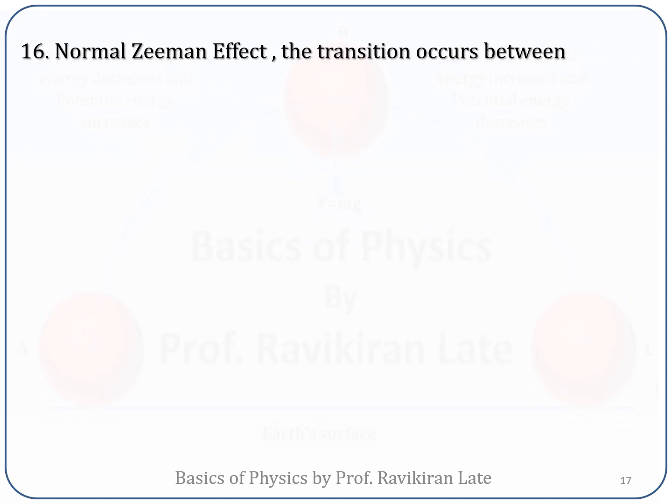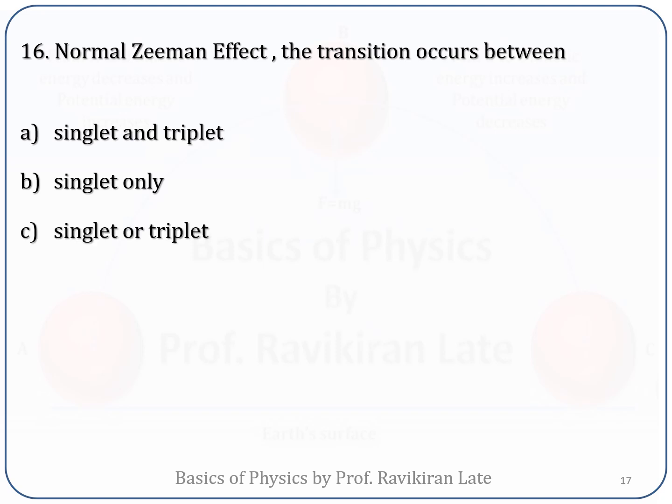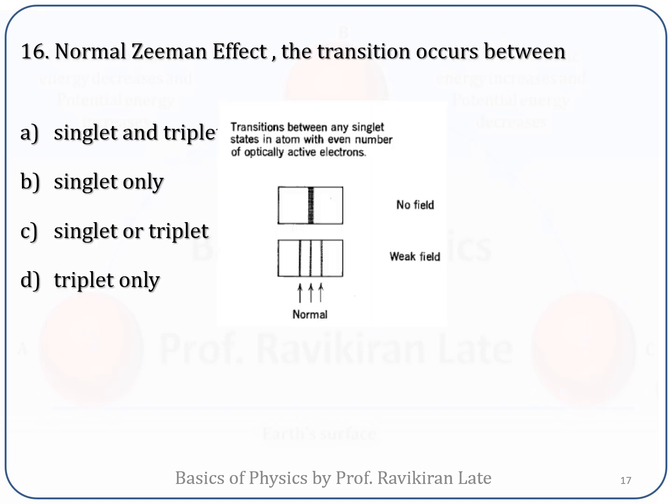Next question is, in the normal Zeeman effect, the transition occurs between: singlet and triplet state, singlet only, singlet or triplet, or triplet only. We know that in the case of the normal Zeeman effect, the energy splitting is shown. The transition is between any singlet state in an atom with an even number of optically active electrons.